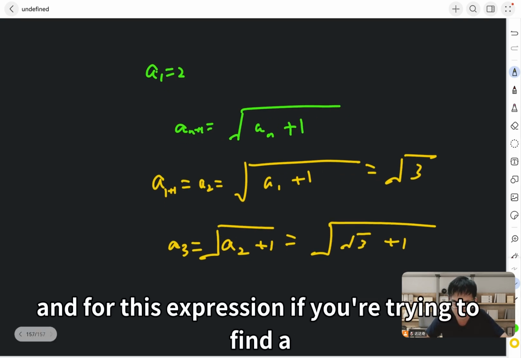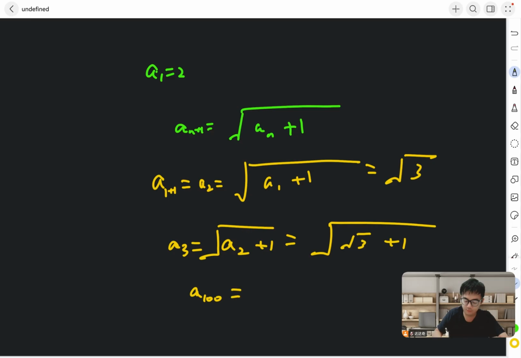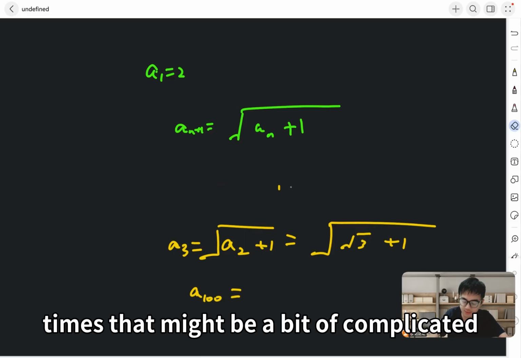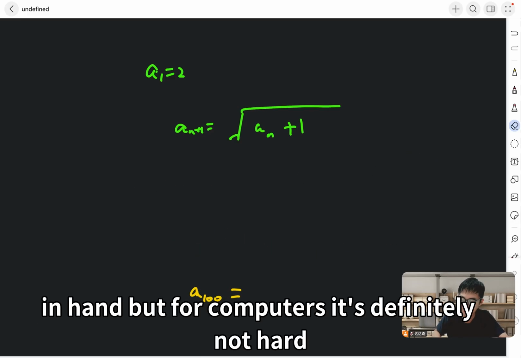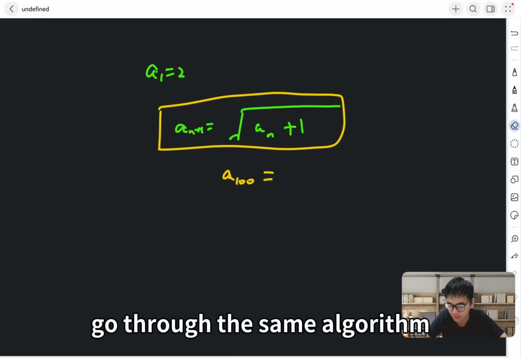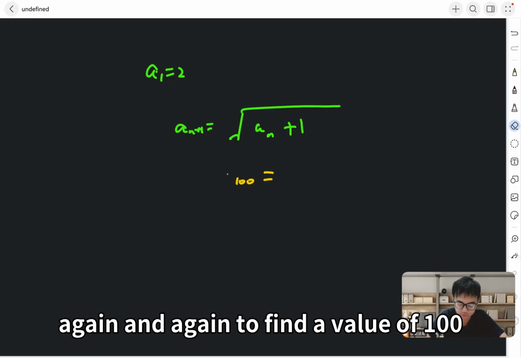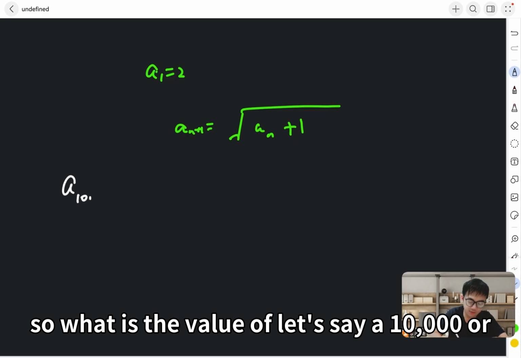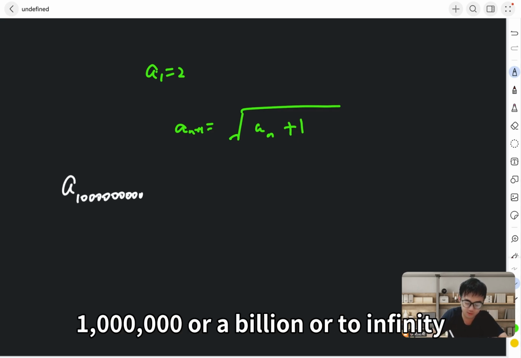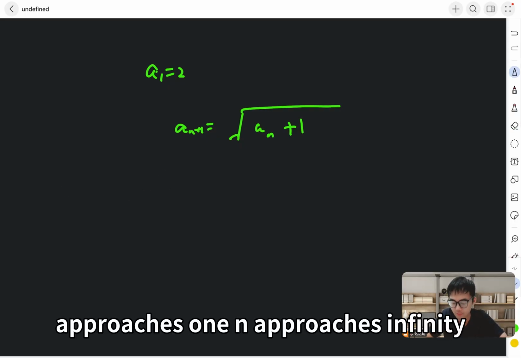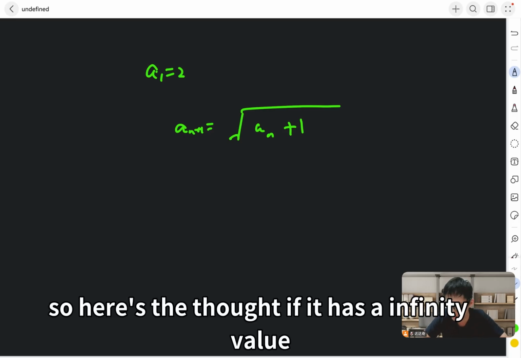For this expression, if you're trying to find the 100th term, you have to substitute the value back into this equation 99 times. That might be a bit complicated by hand, but for computers, it's definitely not hard. It just needs to go through the same algorithm again and again to find the value of a100. But what is the value of, let's say, a10,000 or a million or a billion, or when n approaches infinity?